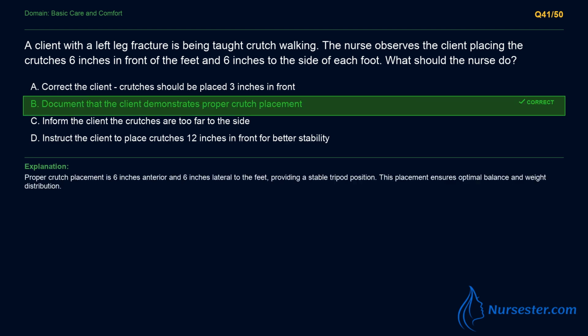The correct answer is B. Proper crutch placement is 6 inches anterior and 6 inches lateral to the feet, providing a stable tripod position. This placement ensures optimal balance and weight distribution.